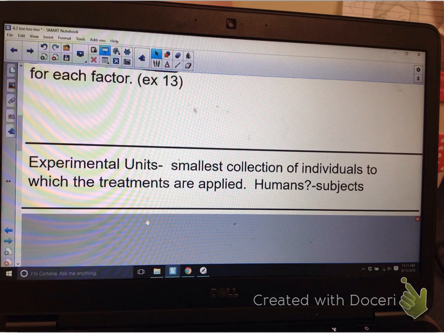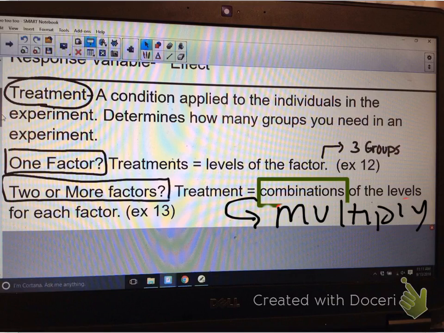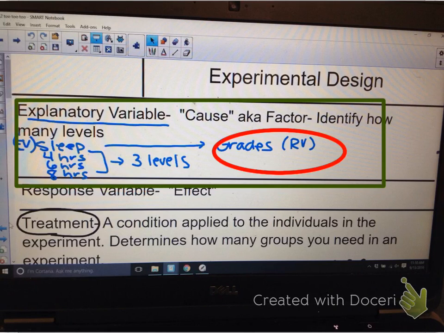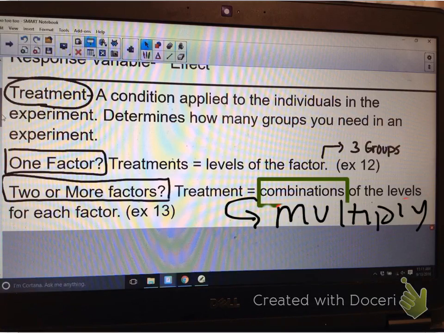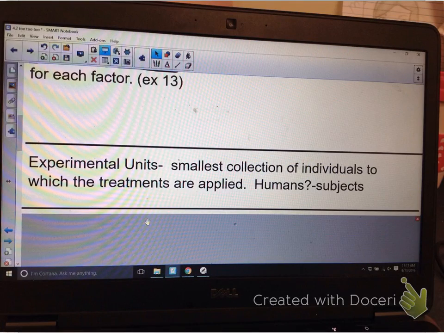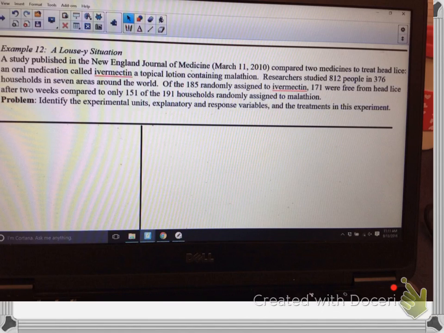Experimental units are the smallest collection of individuals to which the treatment is applied. If they are humans, then we call them the subjects. Going back to my sleep example, the experimental units when I was talking about it in class would be the students. I'm testing the students, right? I'm applying the treatment to my students because I was saying you guys get 4 hours, you guys get 6, you guys get 8. Now let's go through example 12, a lousy situation.